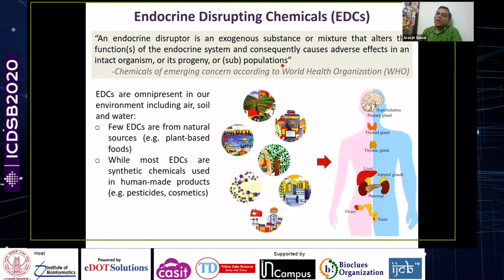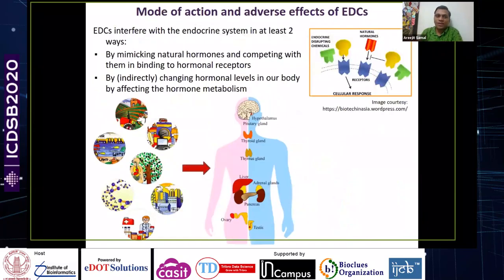These EDCs are actually omnipresent in our environment. They are in air, soil, and water. Few of these EDCs are from natural sources, for example in plant-based foods, while some of these EDCs are, of course, synthetic chemicals used in man-made products, e.g. in pesticides, cosmetics, etc. So it is important to understand the mode of action by which these EDCs cause their effect. Basically, these EDCs interfere with the endocrine system in at least two different ways. They can either mimic the natural hormones and compete with them in binding to hormonal receptors, or they could indirectly change hormonal levels in our body by affecting the hormone metabolism.